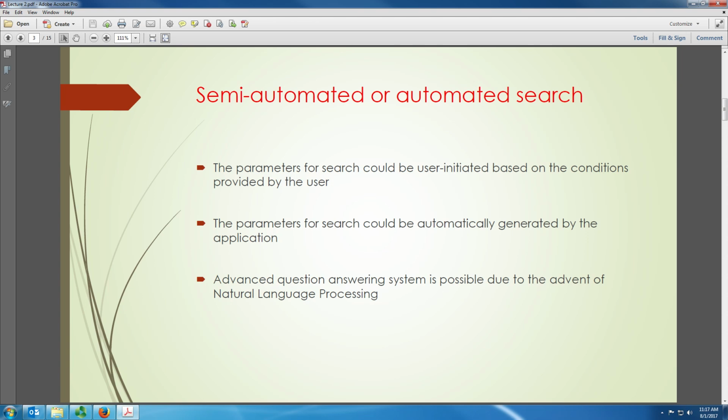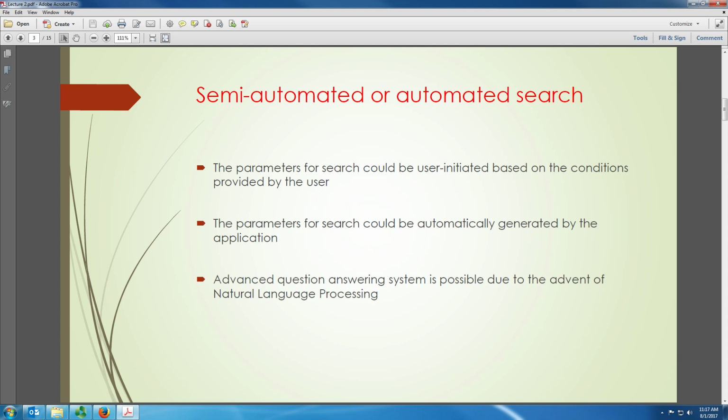That is a semi-automated search. The parameters for search could be automatically generated by the application, and that is an example for an automated search. So for example, if I go to Google and put in maybe electronic health record and click submit, boom, it goes on the websites and any content that is out there pertaining to electronic health records, because it searches for 3 different words: electronic health records. That's an example for user-initiated semi-automated search.